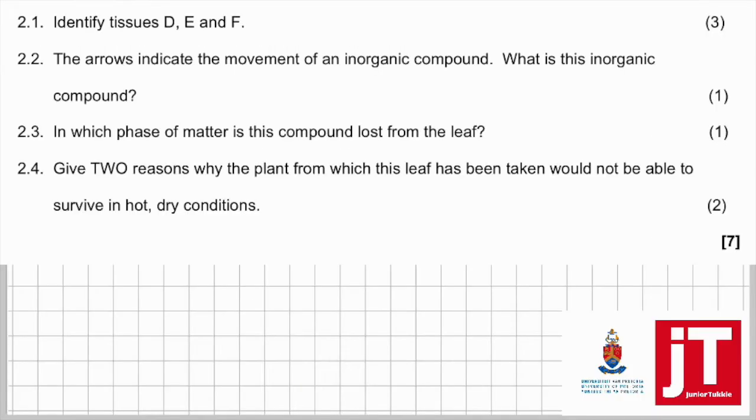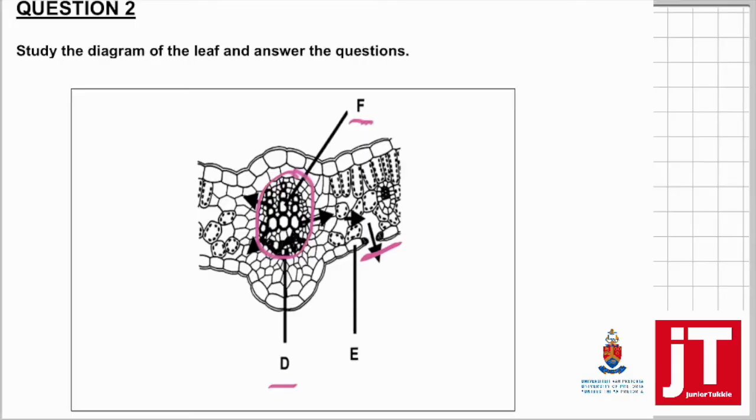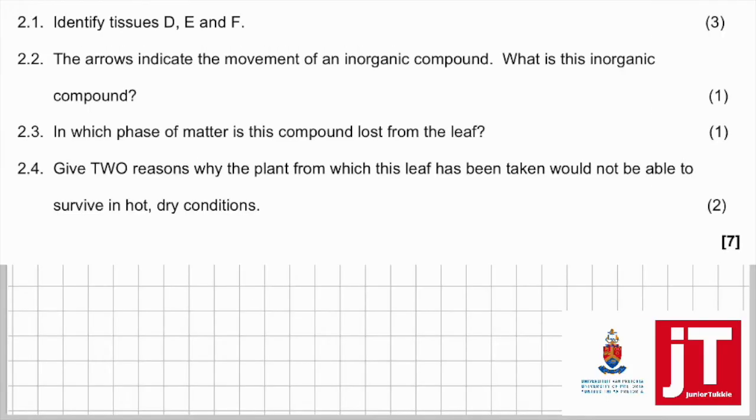Now, the arrows indicate the movement of an inorganic compound. What is this inorganic compound? So here, if you look at these arrows, you can see that this inorganic compound is leaving the xylem. What leaves the xylem? You already should know the inorganic compound is water.